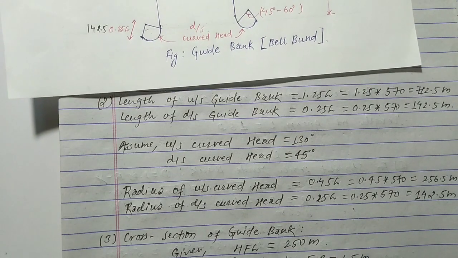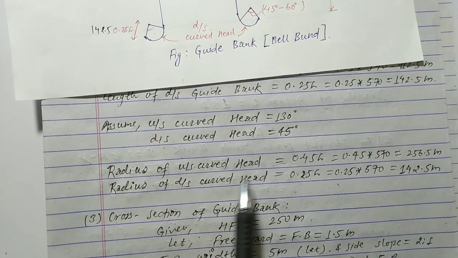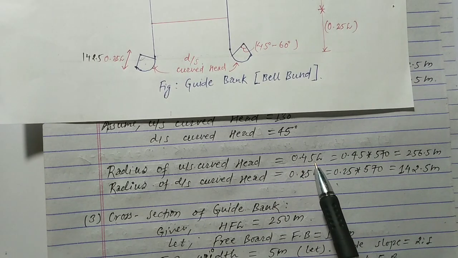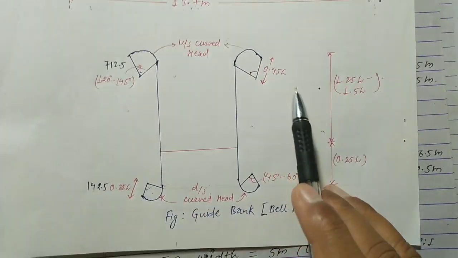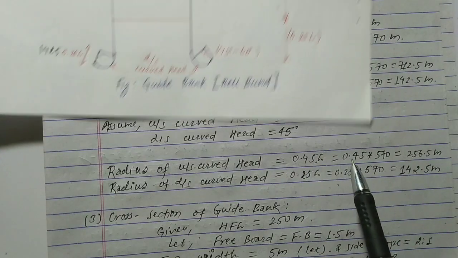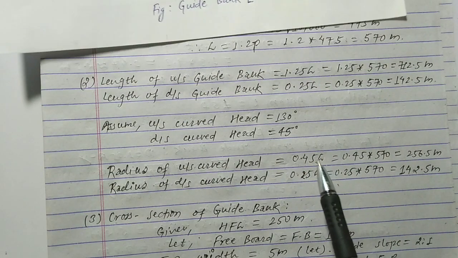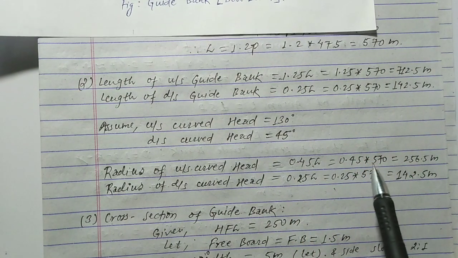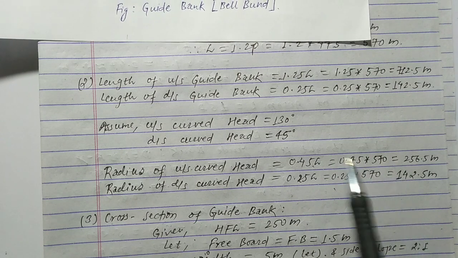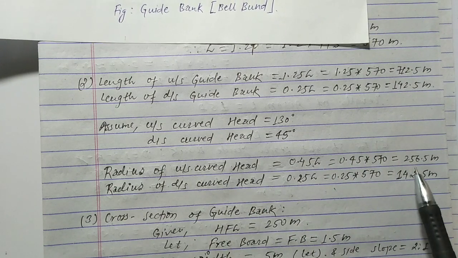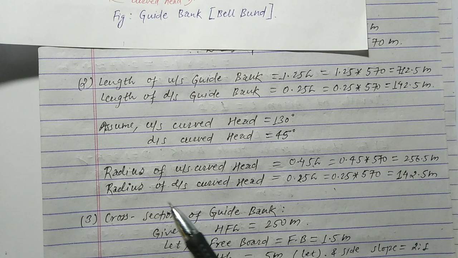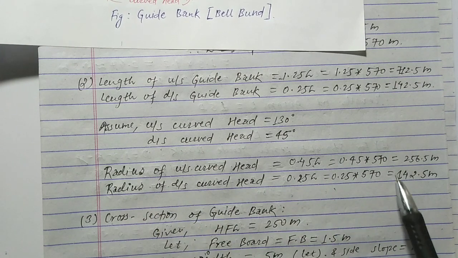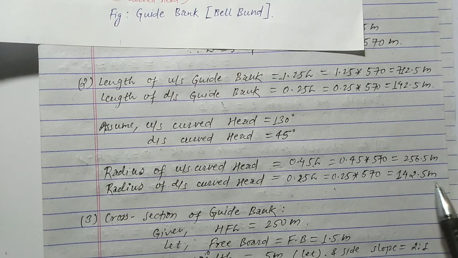And now we have to calculate the radius of the upstream curve head, and this value is equal to 0.45 times L. Okay, as you see here, 0.45 times L, and the value of L is already calculated, that is 570 meter. So we put in this value, then we get the radius of the upstream curve equal to 256.5 meter, and similarly the radius of the downstream curve equal to 0.25 L. So this value becomes 142.5.